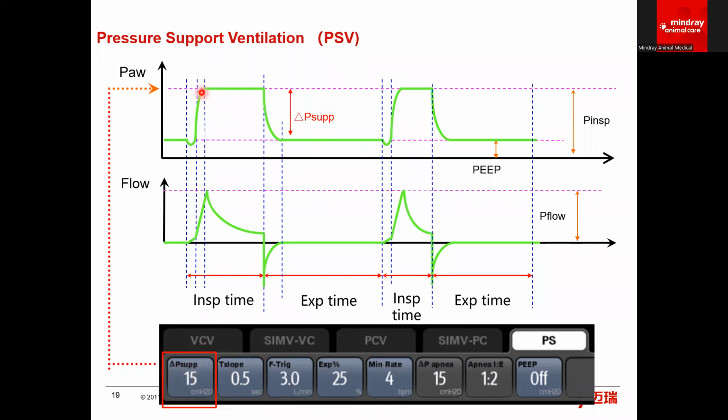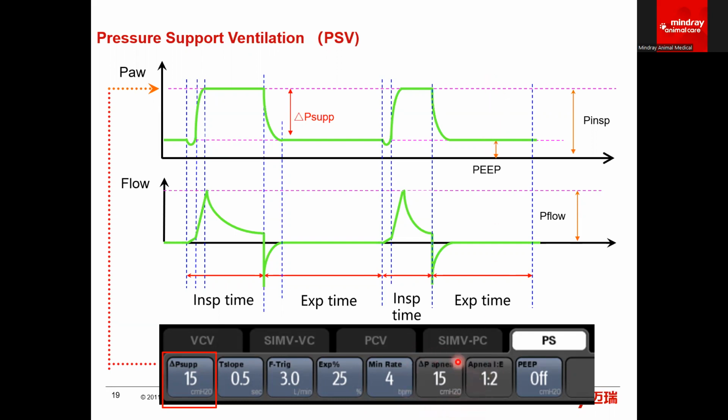And much like our pressure control ventilation, your patient's breath is going to be held for a little while and then exhaled. The next slide, I believe, is actually going to show us when we exhale. But there we go, we have our delta P support. If we have PEEP applied, if we have PEEP turned on, that delta P support is going to be anything above PEEP.